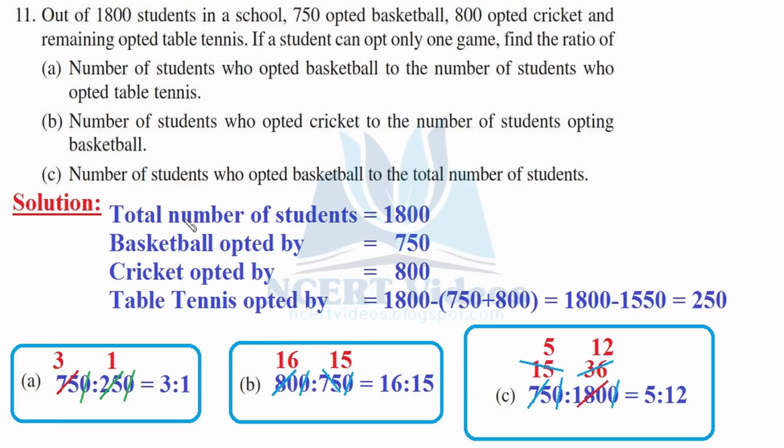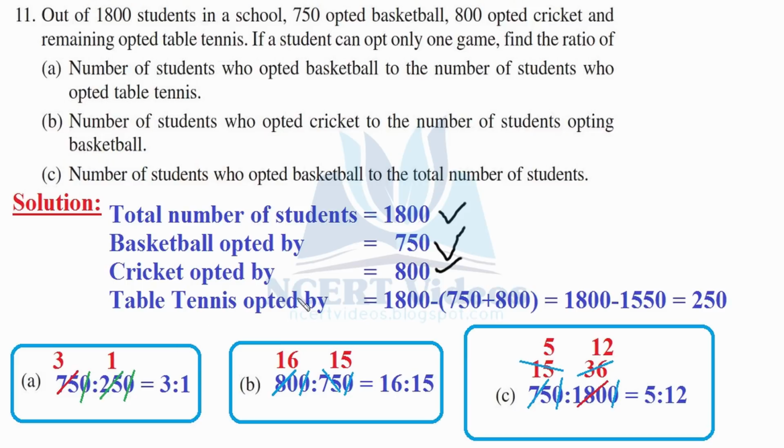So first of all, let's write total number of students are 1,800. Alright, given. Now basketball is opted by 750, so we wrote it down. Then cricket lovers are 800, so we have written that as well. Now we are required to find table tennis, and it is also mentioned as only one game is opted, therefore only table tennis is there, no other games are there.